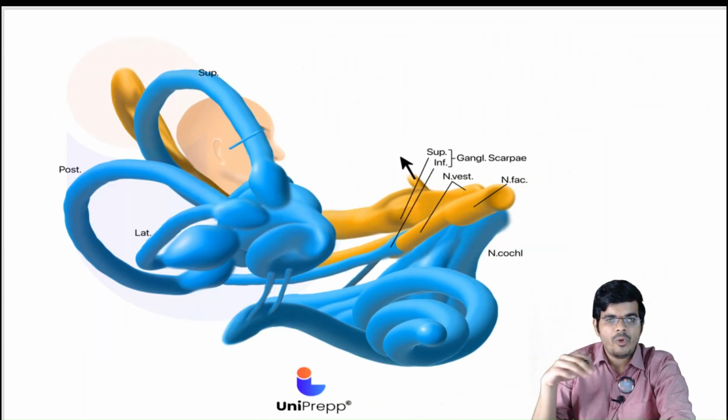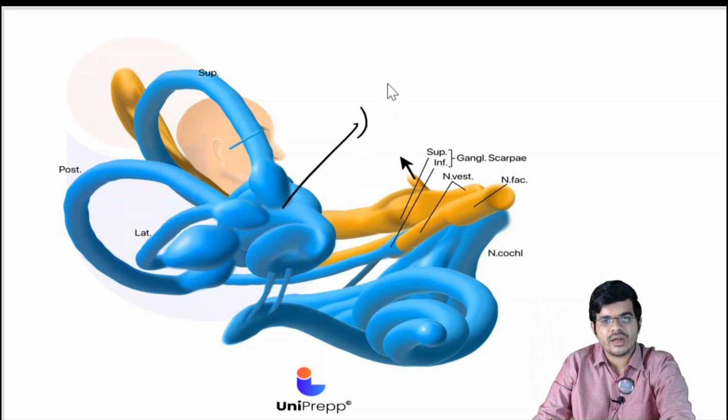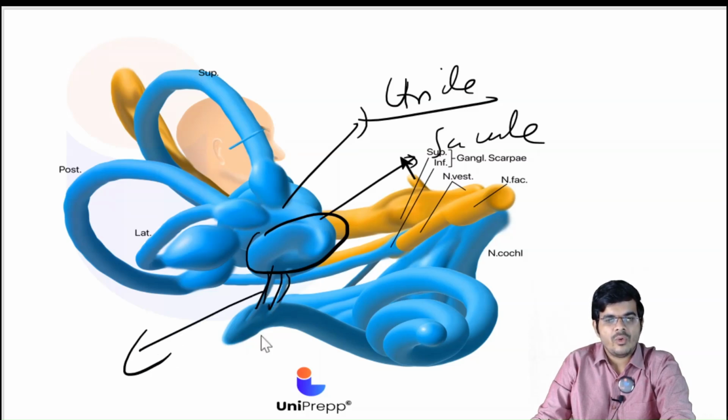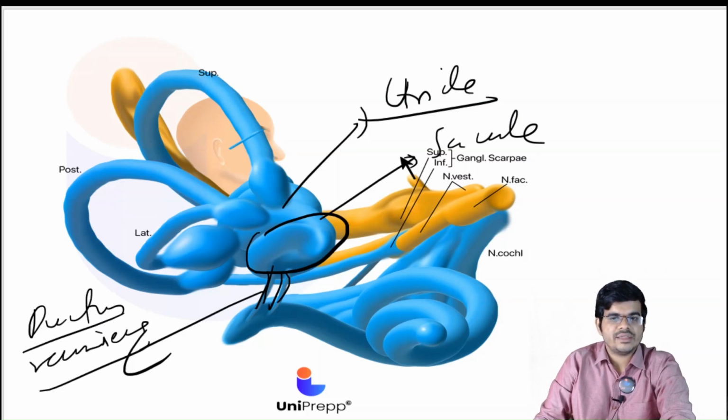In the bony labyrinth you have the membranous labyrinth. Here you have the membranous semicircular canals like this, and you can see how they project into the utricle. Here is the utricle, and here you have the saccule, and here you have the connection with the cochlea, which is called the ductus reuniens.